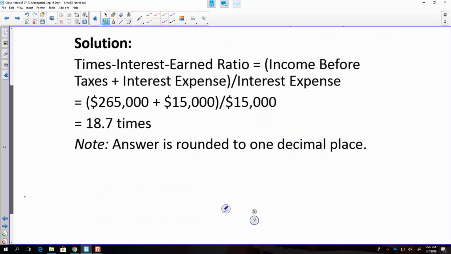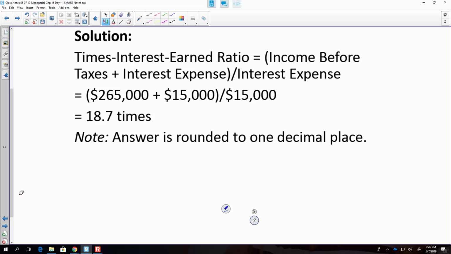So 265 plus 15 is 280. Divided by 15 is 18.7 times. Here again, the larger the number, the better. By itself, 18.7 means nothing. It's when we compare it to other years or maybe other industries that it's worth an analysis, right?